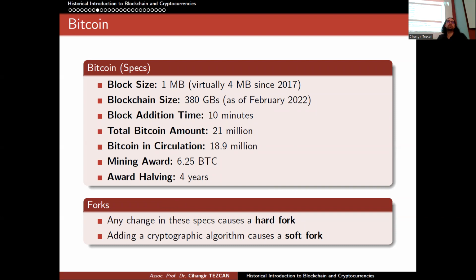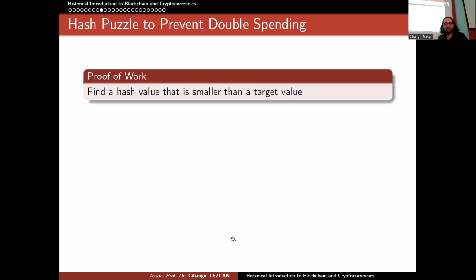Generally you don't update the system as regularly as Ethereum, because there has to be an agreement among all of the people. We will talk about Schnorr signatures when we talk about digital signatures.